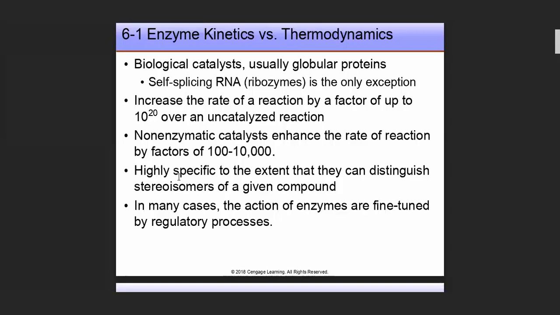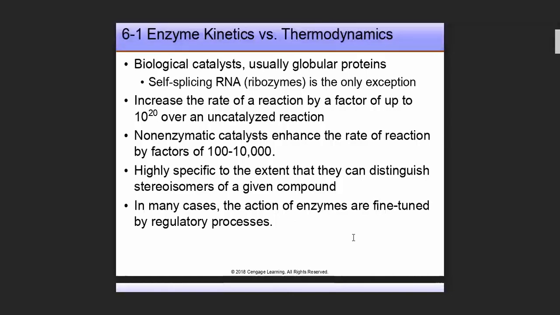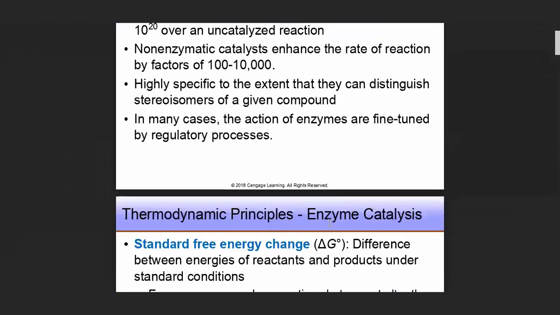Of course, enzymes are highly specific to the extent to which they can distinguish stereoisomers. Imagine, enzymes can distinguish between, for example, L and D isomers, between R and S, and so on. They are very, very specific in the reaction they catalyze. In many cases, the action of enzymes are fine-tuned by regulatory processes, as we will see.